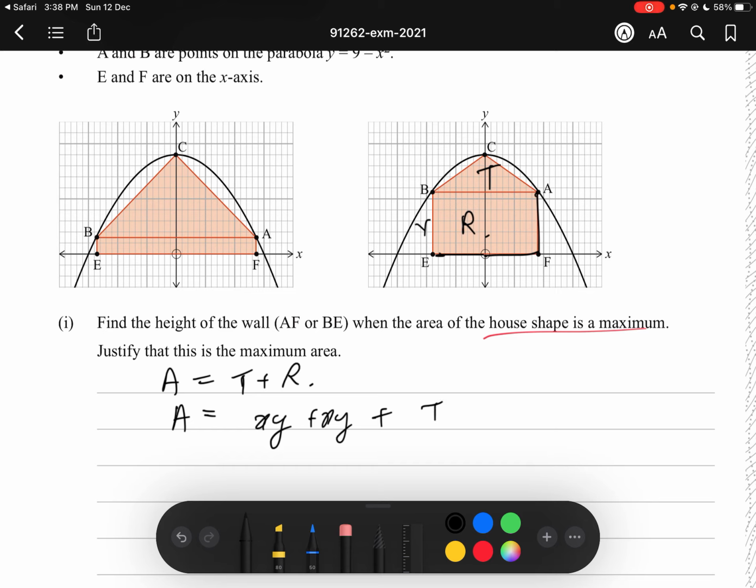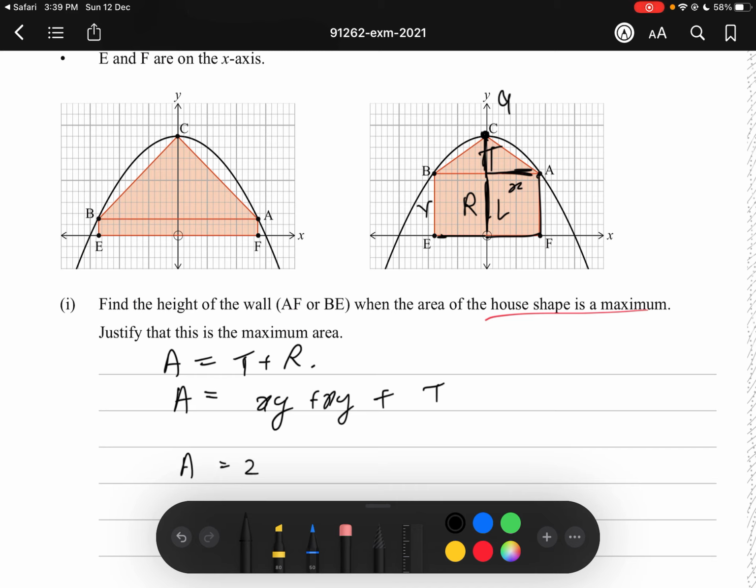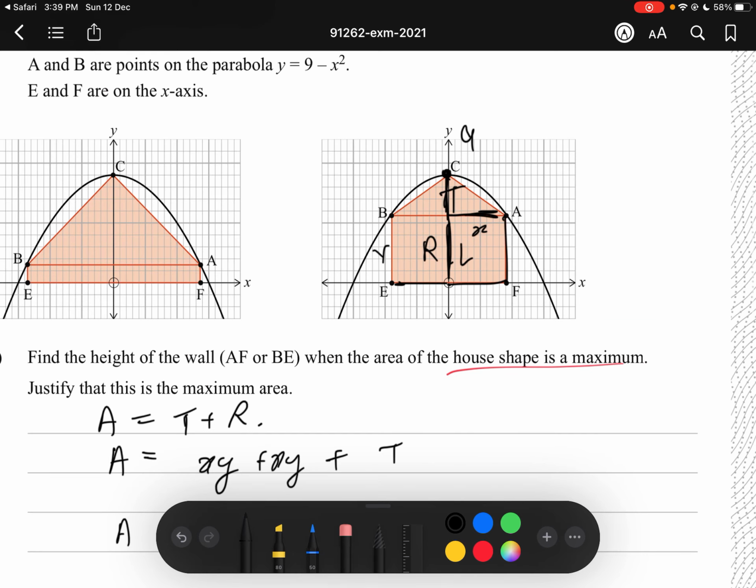So notice that for the area of the triangle, this length here is also going to be the x value, and this y value will be 9. So we have the y value here is 9 minus this length L here. So we can write that down as area is equal to 2xy plus 2 times 1/2 times base times height, which is x times (9 minus L). In this case, L is simply the y value for the x values here.